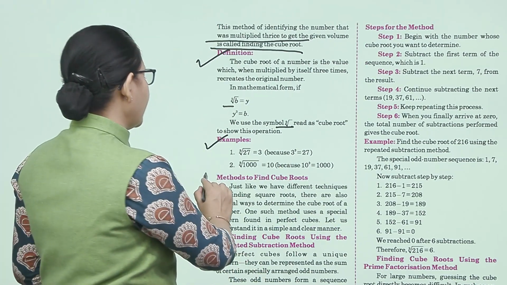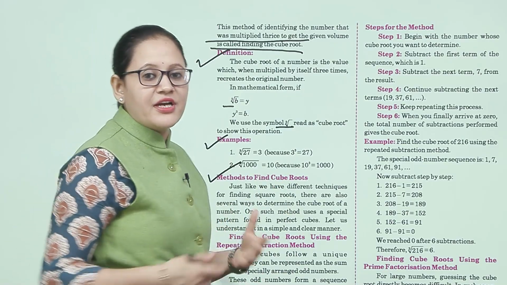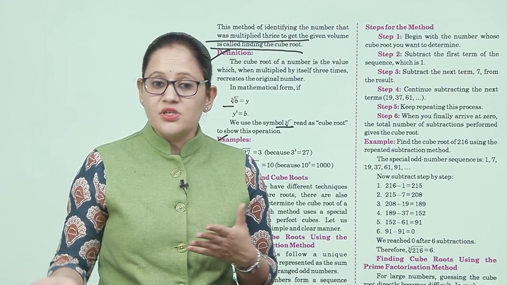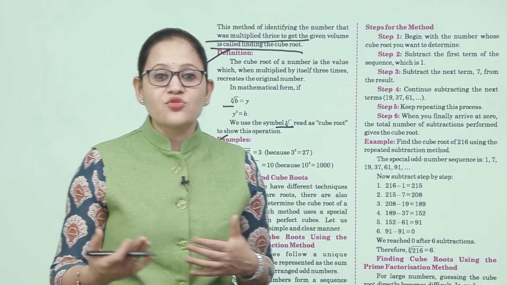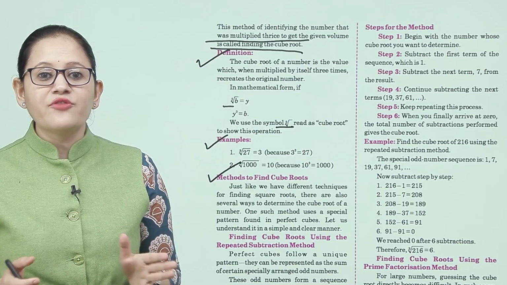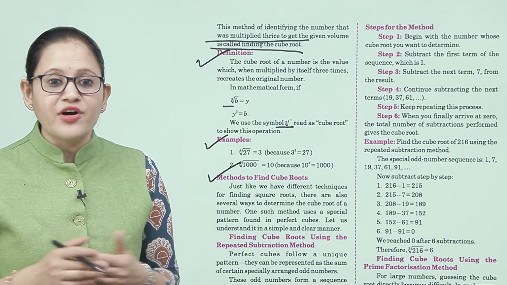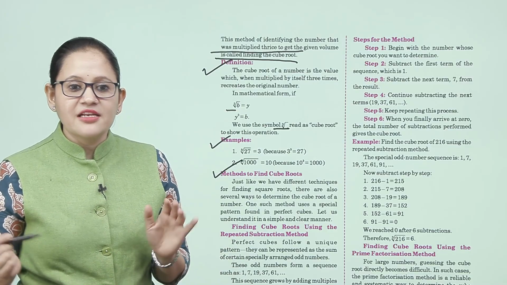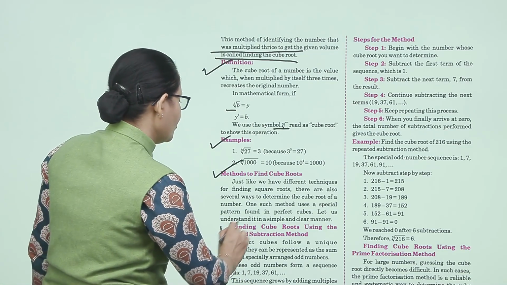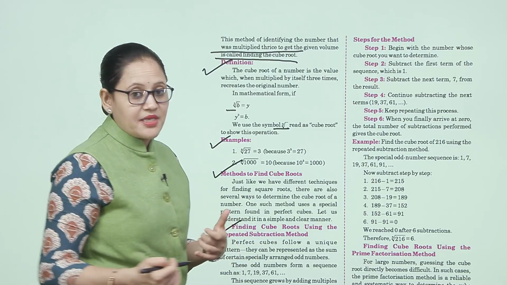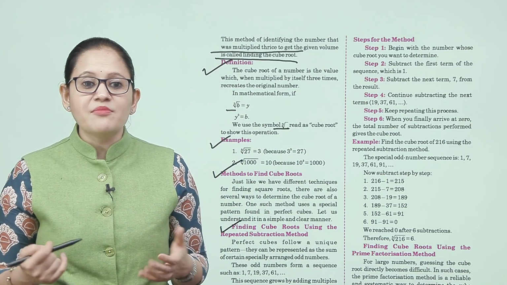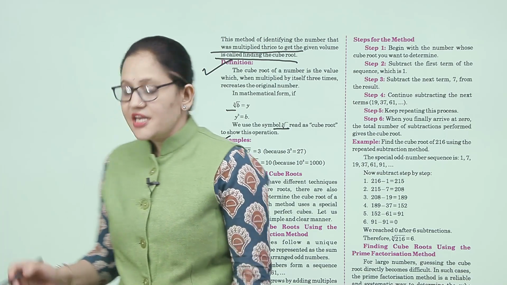Next is methods to find cube roots. How can we find the cube root? Just like we have different techniques for finding square roots, there are also several ways to determine the cube root of a number. One of these methods uses a special pattern found in perfect cubes. Let us understand it in a simple and clear manner. Finding the cube root using the repeated subtraction method. We are using the repeated subtraction method. Perfect cubes follow a unique pattern. They can be represented as the sum of certain specially arranged odd numbers.